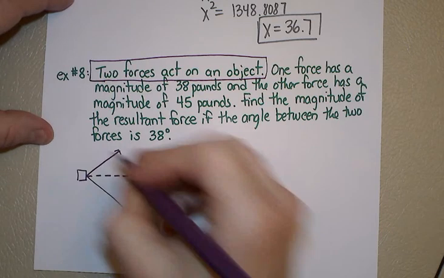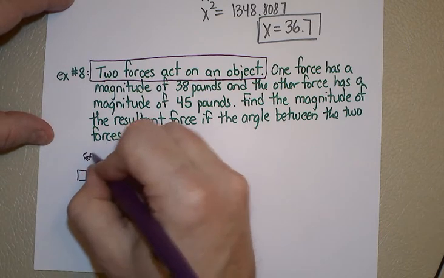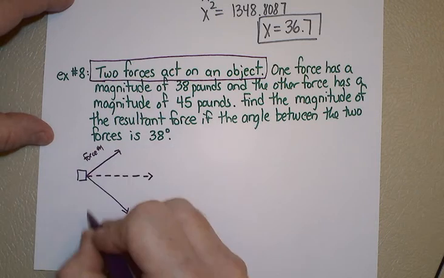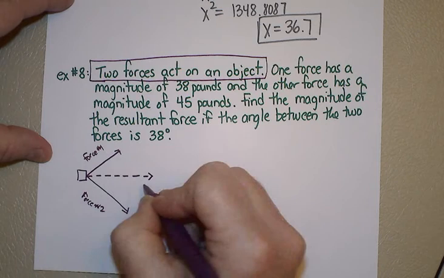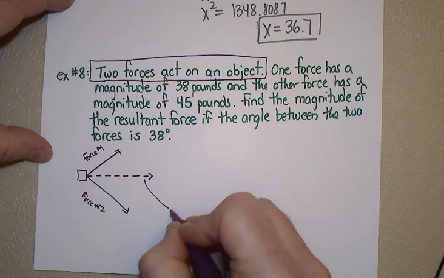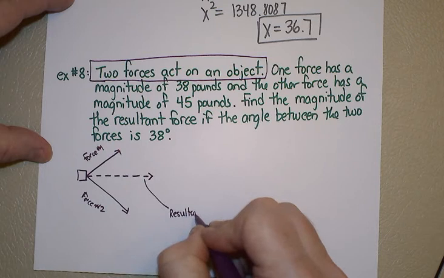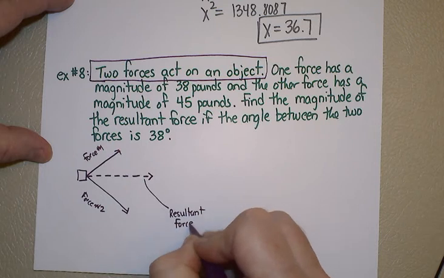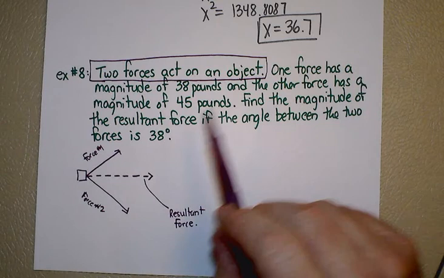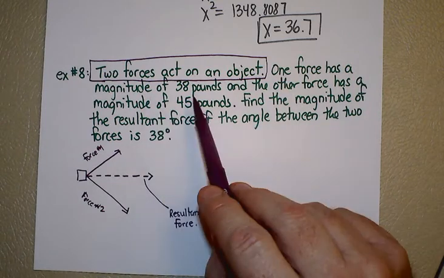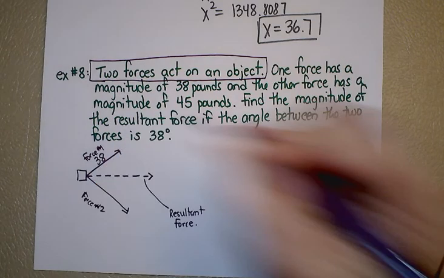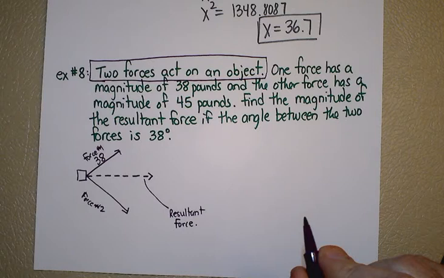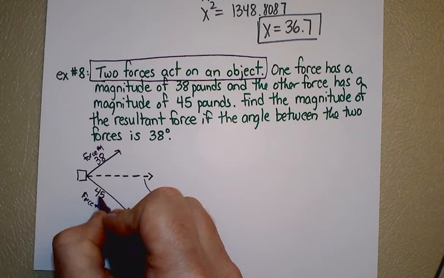Okay? So this is really kind of force 1 up here. This is force 2. This here is the resultant force. Okay? It says that one force has a magnitude of 38 pounds. The magnitude of the force is going to be the length of that side. The magnitude of the second force is 45 pounds. So this side becomes 45. Find the magnitude of the resultant force.